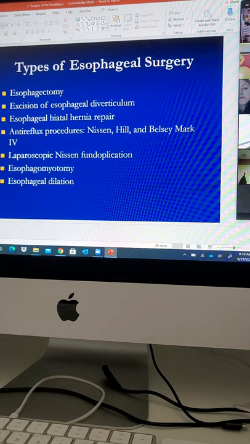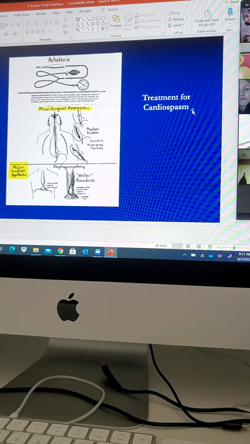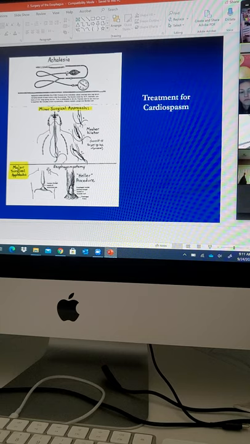So let's move on. Another treatment of the cardiospasm, that's a surgical procedure. We have two surgical procedures there, okay? So this is the achalasia. That would be a dilation of the cardiospasm. So remember, this is the stricture, distended esophagus, okay?